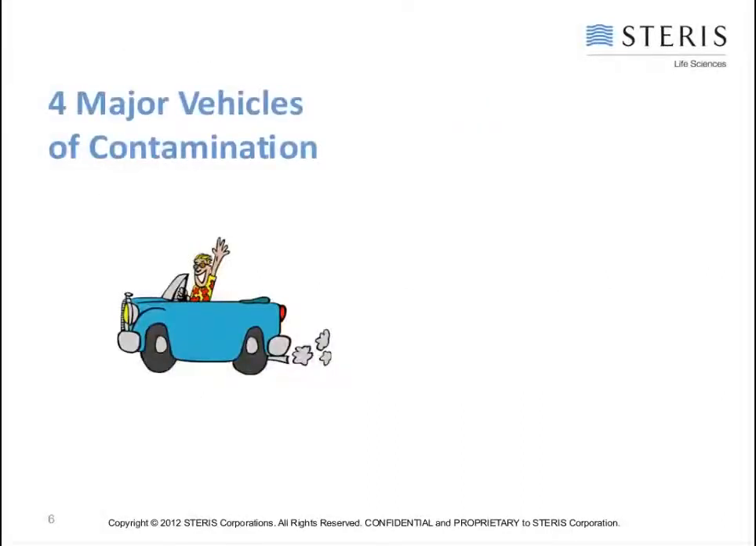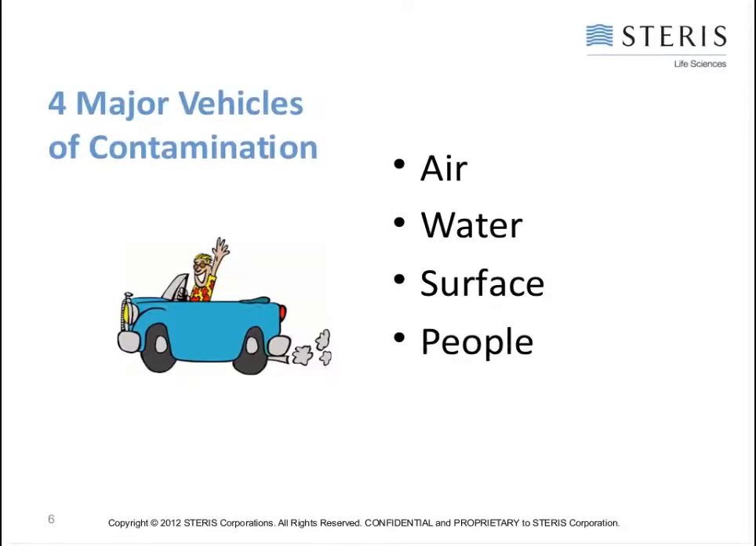And the four major vehicles of contamination are air, so the air we breathe every single day; water, which microbes love, and that's where they like to grow and use for their food; the surface of clean rooms in any general area, and when I talk about clean rooms, I'm talking about class 100 to class 100,000; and then people. People are the largest form of contamination.